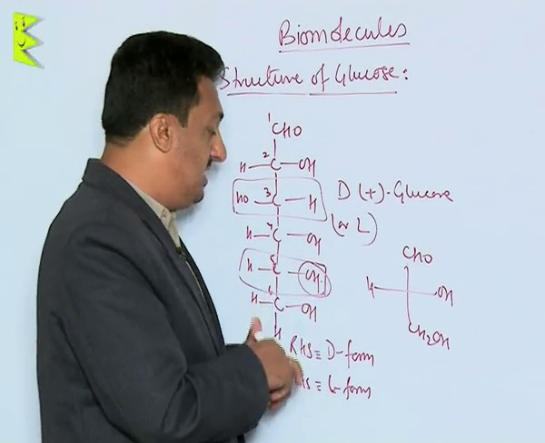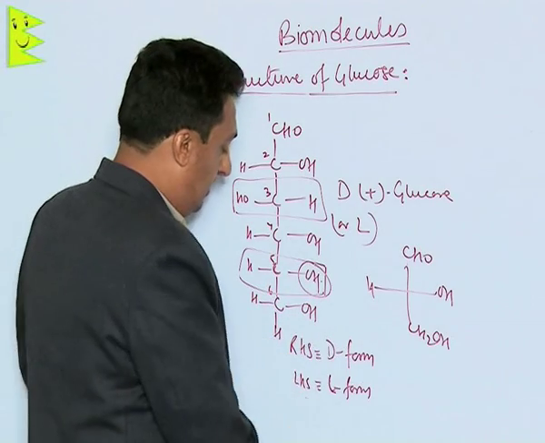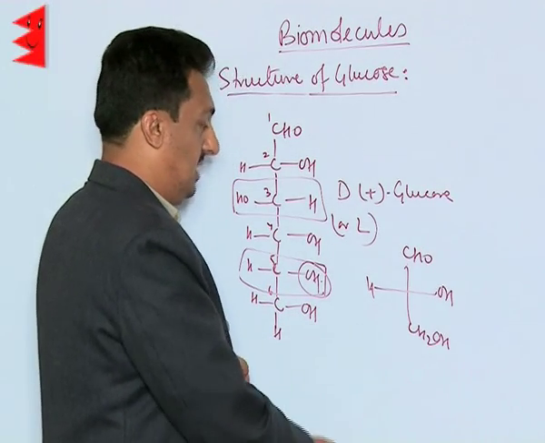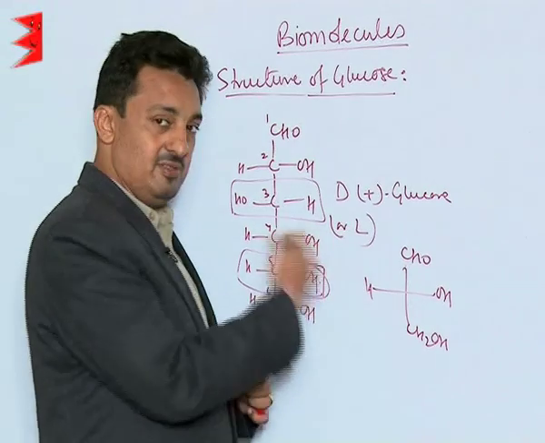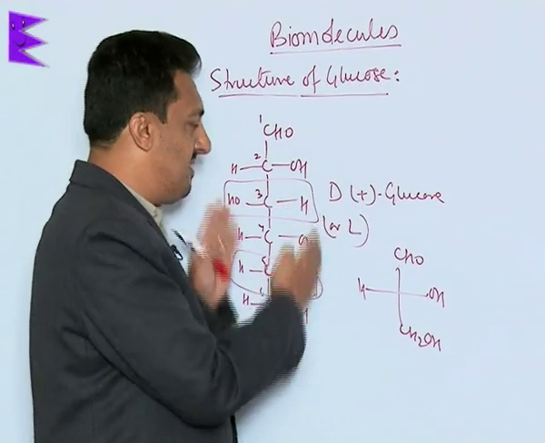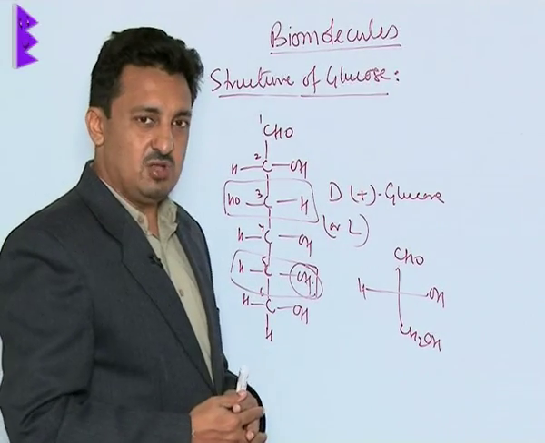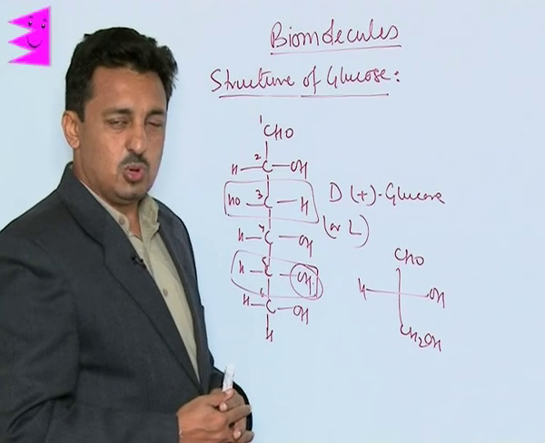So this is called D-plus-glucose, because it has an OH group on the fifth carbon on the right hand side. So this is the exact spatial structure of your simple glucose molecule.